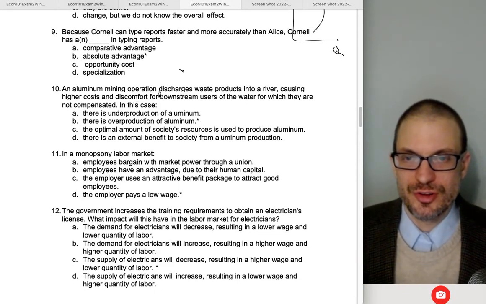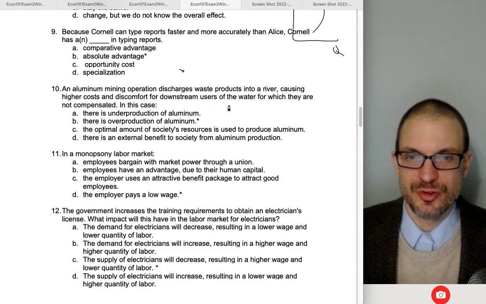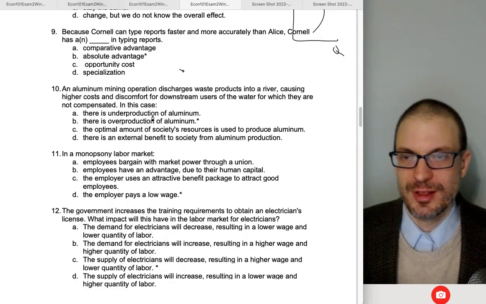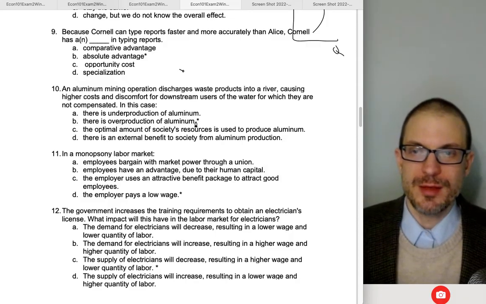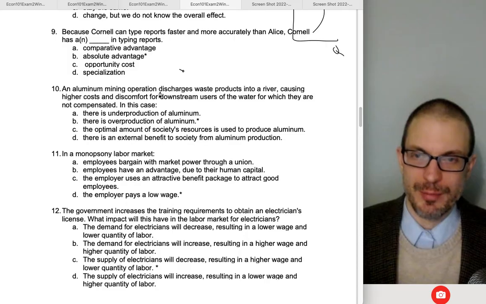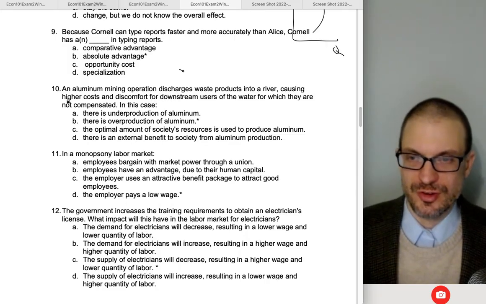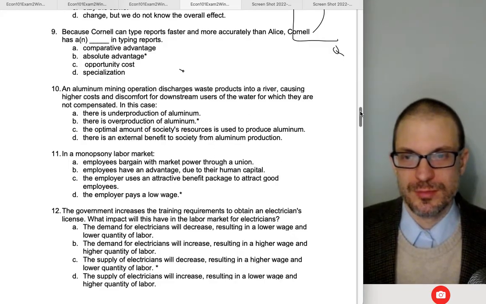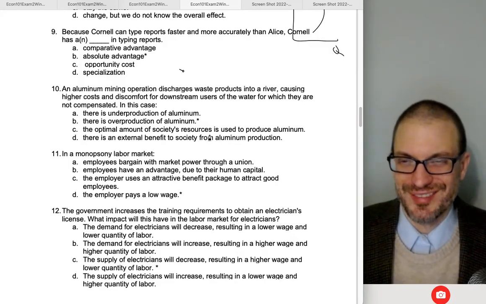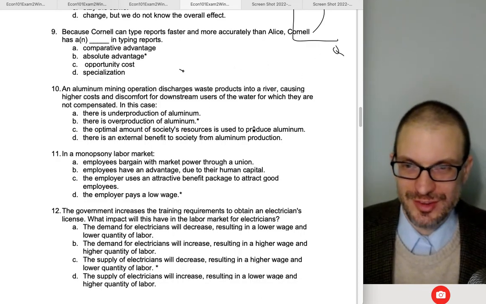Aluminum mining operation discharged waste products into a river, causing higher costs and discomfort for downstream users of water, for which they are not compensated. This is a negative externality situation. There's overproduction of aluminum relative to the socially efficient level. Why? Because the producers, the aluminum mining operation, isn't paying attention to this additional higher cost and discomfort for the downstream users. They're ignoring the negative externality. So we're getting overproduction, right?